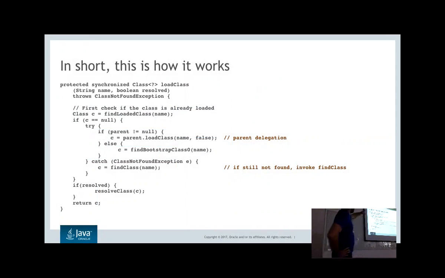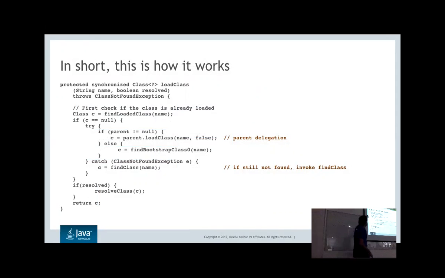Load class actually takes a string. So basically, the class loader gets a string of the class name, and it tries to find the physical location of the class. This is as simple as to understand, right? I am just passing a class name, and it has to find the physical location, or it has to find the bytecode of the class. That is what it means, right?